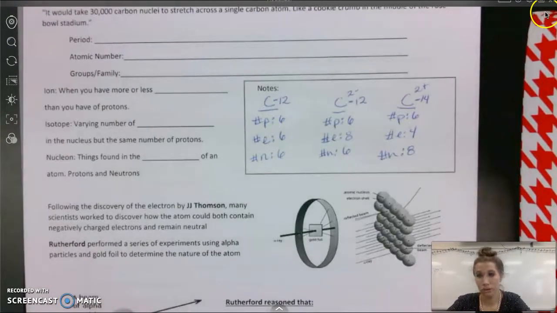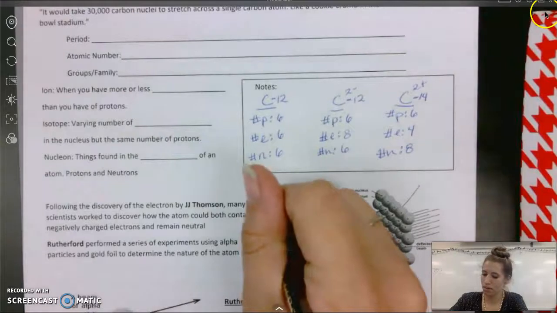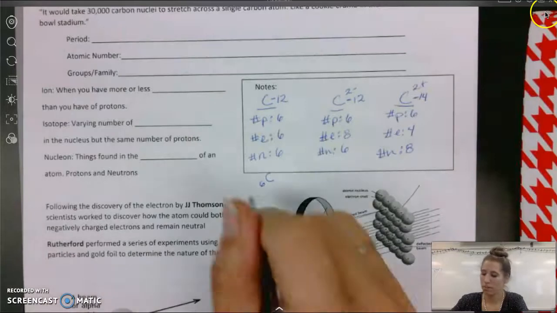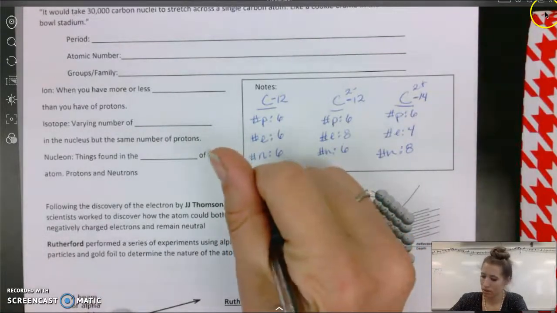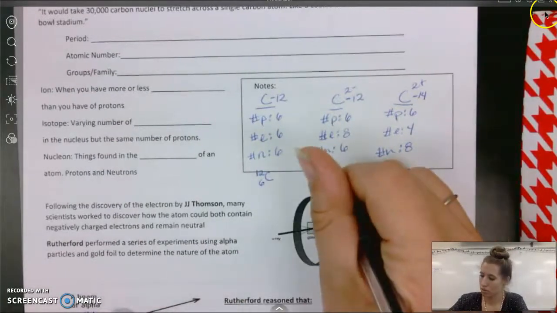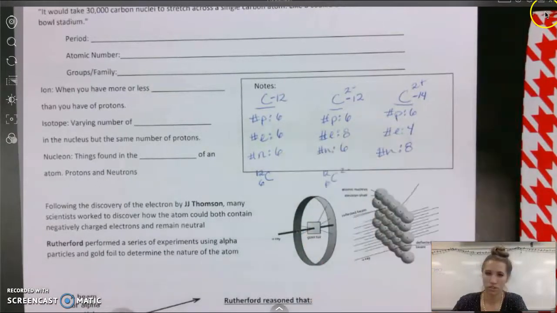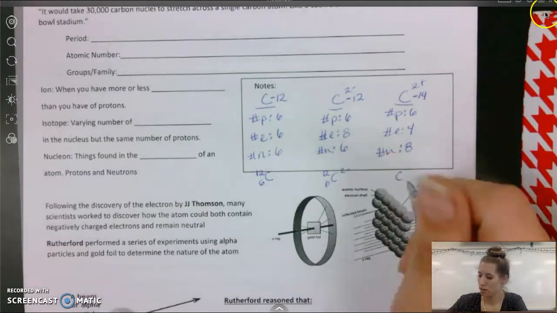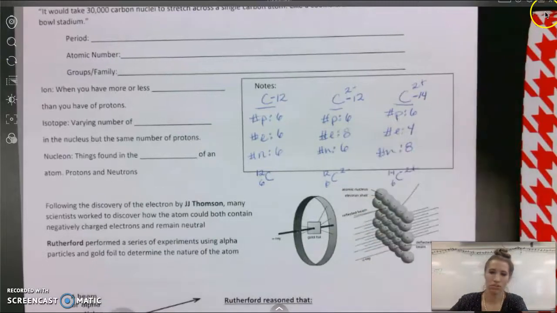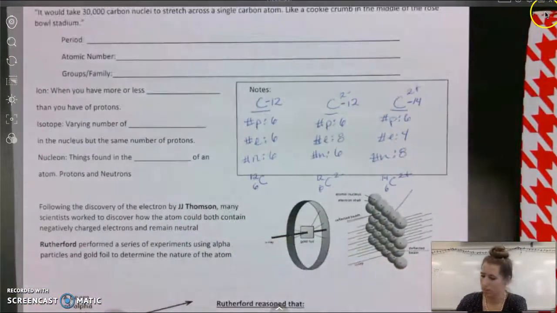Here's another way of writing this. Carbon, and then bottom left is our atomic number, so that would be 6 because we have 6 protons. Upper left is the mass number, so that would be 12. And then if we have a charge, it would go in the upper right. So this one would be carbon 12 with a 2 minus charge, and this one would be carbon 14 with a 2 plus charge. Awesome. So there's our nucleons, isotopes, and ions, and the difference there.